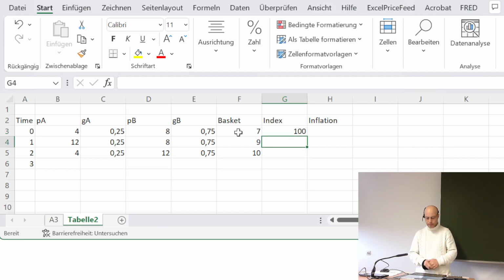What is then our index in the following year? If 7 equals 100, then 9 equals what do I have then to calculate?